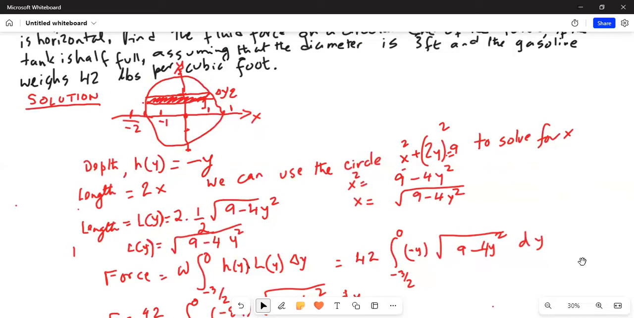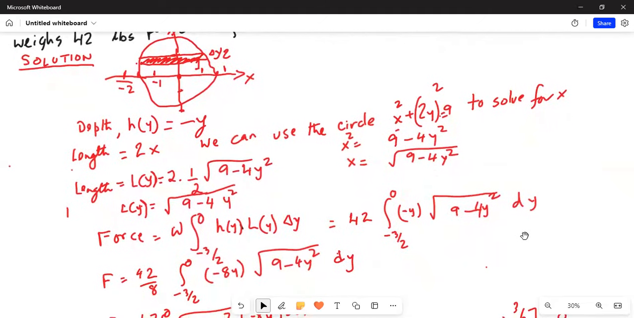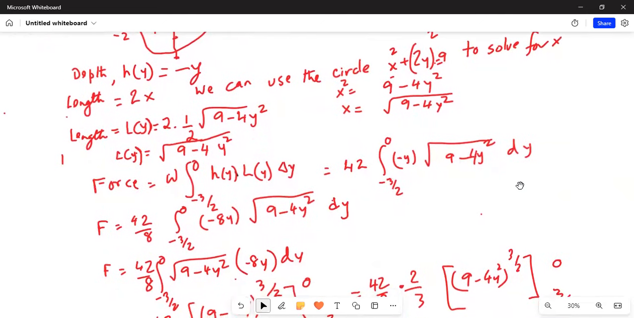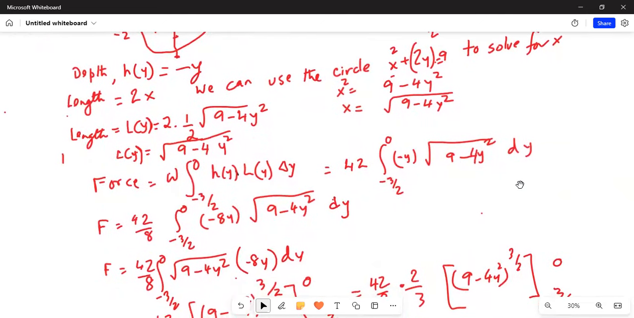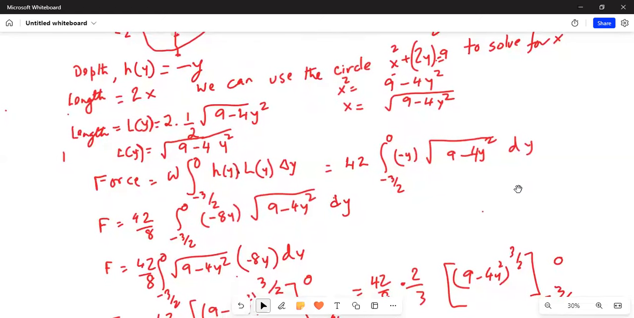And then it is just a question of plugging in. Hy is minus y, Ly is the square root of 9 minus 4y squared dy. And we do some mathematical manipulation. You divide by 8, multiply it by 8. So then you get minus 8y, and we know the derivative of minus 4y squared is minus 8y. That's why we did it like that.